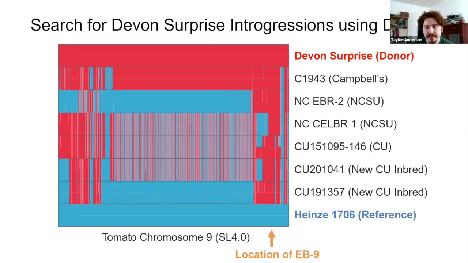statistic that can be used to paint chromosomes by ancestry, and also to visualize homologous haplotypes. And what we find is that in all of the early blight resistant entries, they share a solid red block of SNPs near the EB9 locus. And this suggests a shared Devon Surprise introgression. In contrast, SNPs that are more consistent with a Heinz 1706 ancestry are colored in blue.